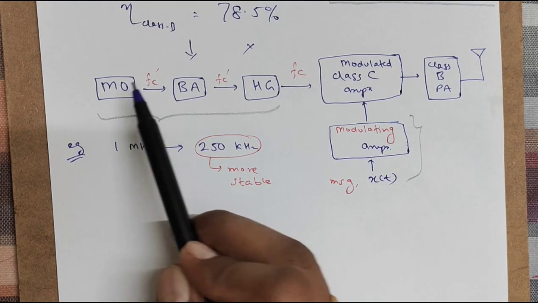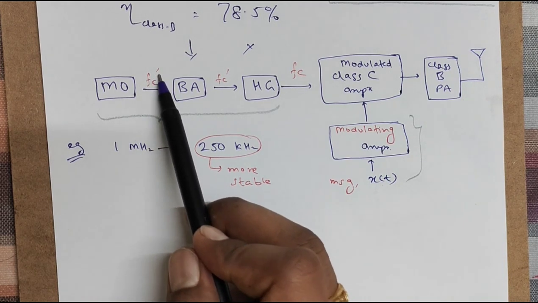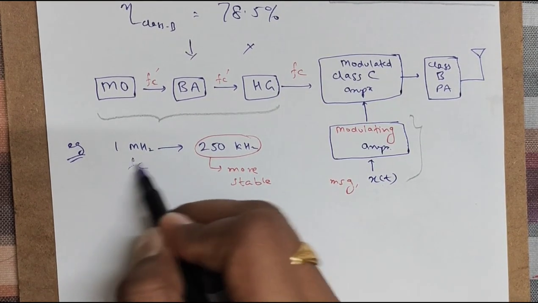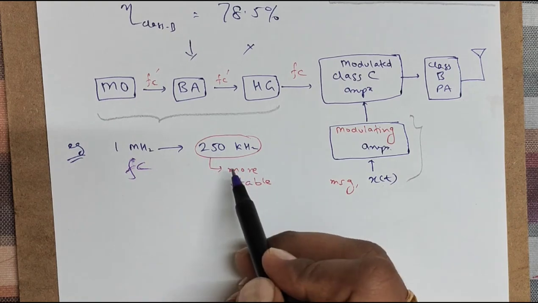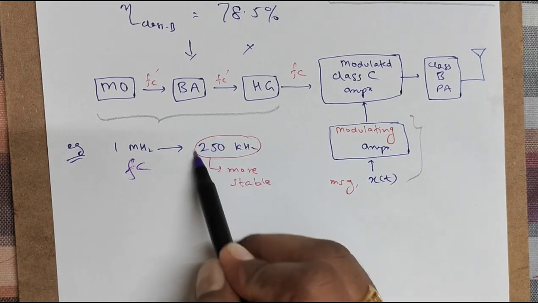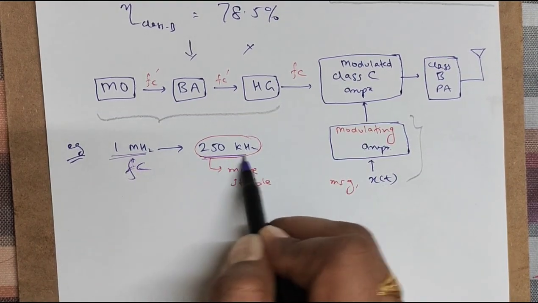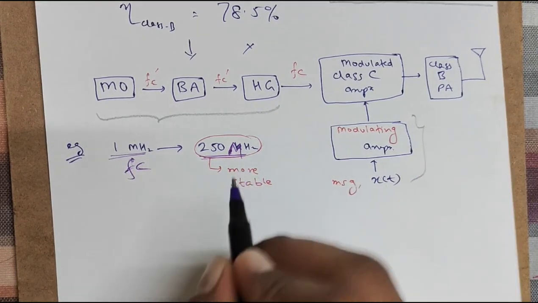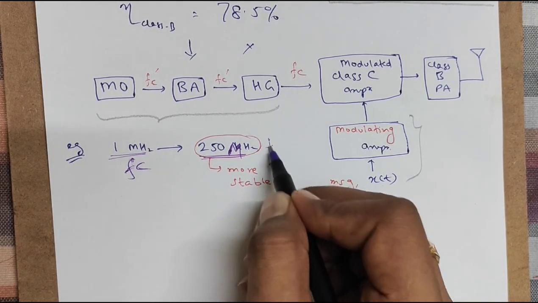This MO will be generating a subharmonic frequency, that is called FC dashed. Subharmonic frequency FC dashed means a fraction of FC. Let us say I need 1 megahertz FC. So this MO will generate, let's say, 250 kilohertz, that is 1/4. The argument given is, if the frequency is less, let's say there are two crystal oscillators, one giving 1 megahertz, the other giving 250 megahertz, let us say. The lower one will be more stable, because the frequency is less, stability is more. Okay, that is the argument.